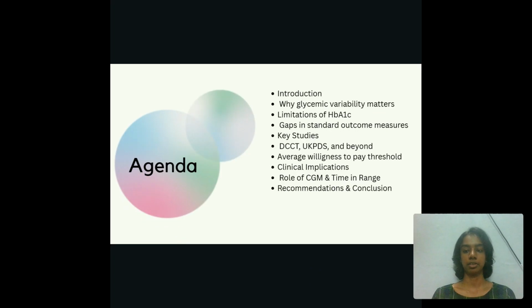Here's a quick overview of today's presentation. We'll be dealing with the introduction to glycemic variability and the limitations of relying solely on HbA1c. Then I'll walk you through the key studies that have shaped our understanding of glucose control. Next, we'll examine the various metrics used to assess glycemic variability, including the time in range and tools like continuous glucose monitoring. We'll also look at the physiological factors affecting nighttime glucose levels and explore the cost effectiveness of modern monitoring methods. Following that, we'll go into our research methodology, findings, and the clinical implications. We'll end with the conclusions and recommendations.